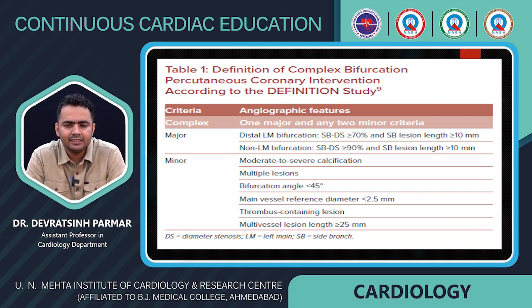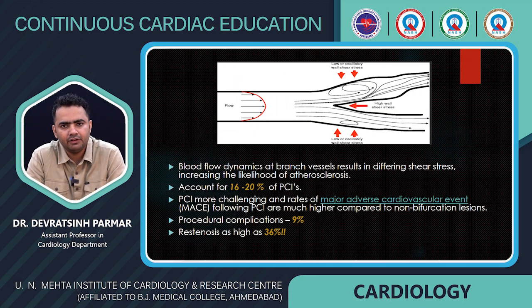Major criteria is when there is a distal LMC involved with the side branch stenosis of more than 70% with a lesion length of more than 10 mm. In a non-LMC bifurcation, stenosis of more than 90% and lesion length more than 10 mm is considered the major criteria. In minor criteria, we include moderate to severe calcification, multiple lesions, bifurcation angle, acute angle less than 45, main vessel reference diameter less than 2.5, or if there is a thrombus or multivessel lesion length more than 25 mm.